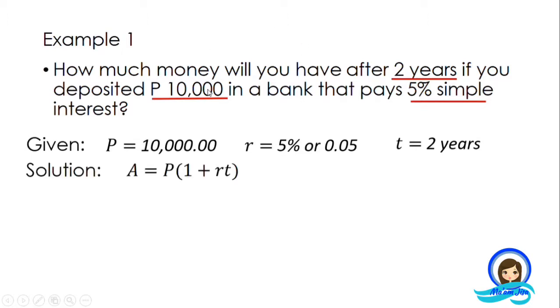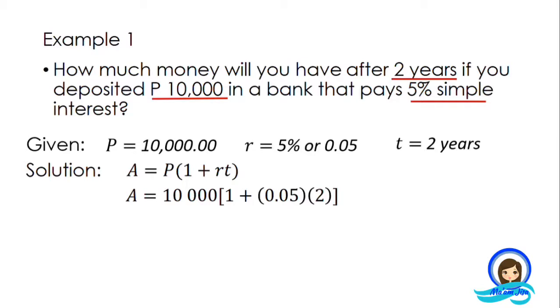So we have here the formula A equals P times quantity 1 plus RT. Substitute the given values to our formula. So we have here 10,000, and then we use the bracket 1 plus parenthesis 0.05 times 2 parenthesis and then bracket. In this case, you need to multiply first the rate and time before adding to 1. Please follow the PEMDAS rule so that you will be able to arrive at the correct answer.